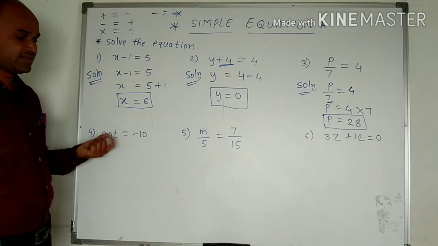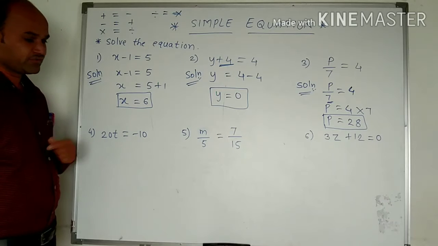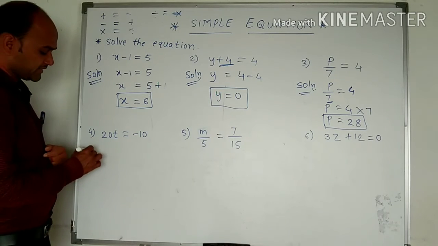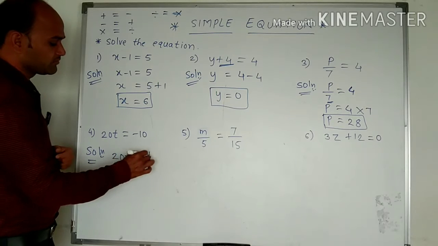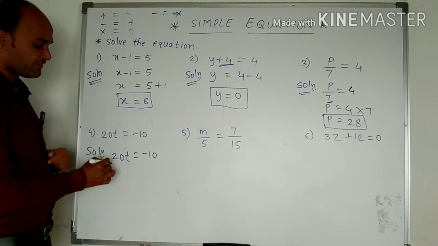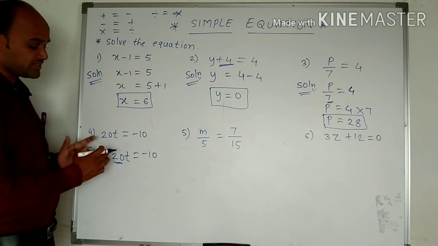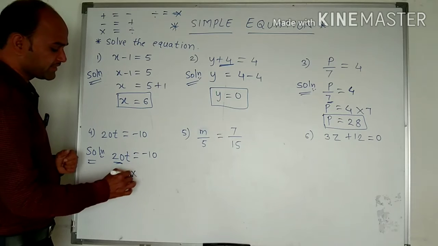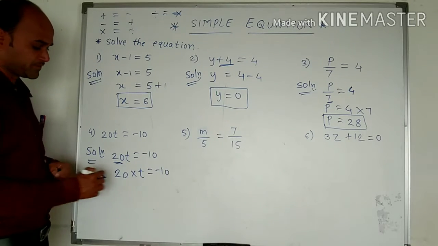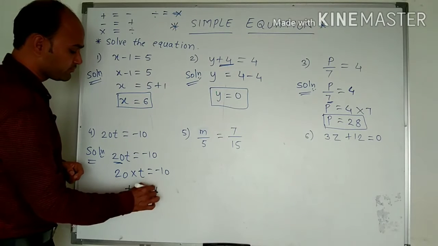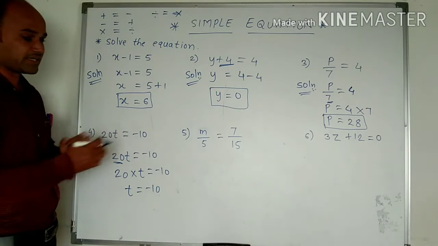It is 20t is equal to minus 10. So here we just have to transfer the 20. What is the relation between 20 and t? It is multiplication. So we have to send this 20 to the right hand side.